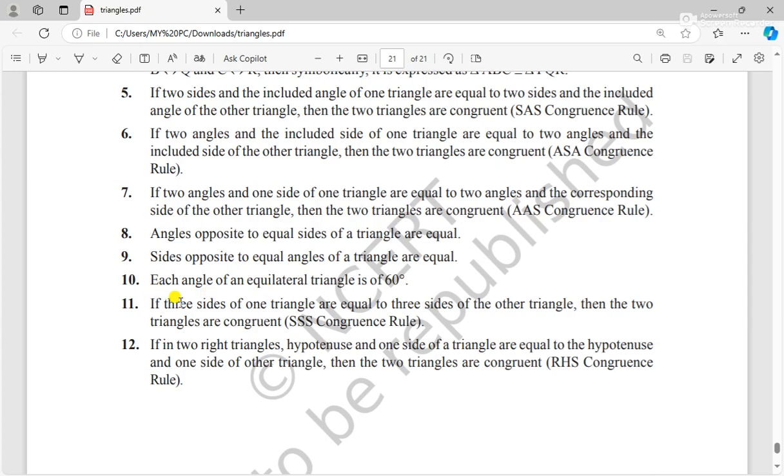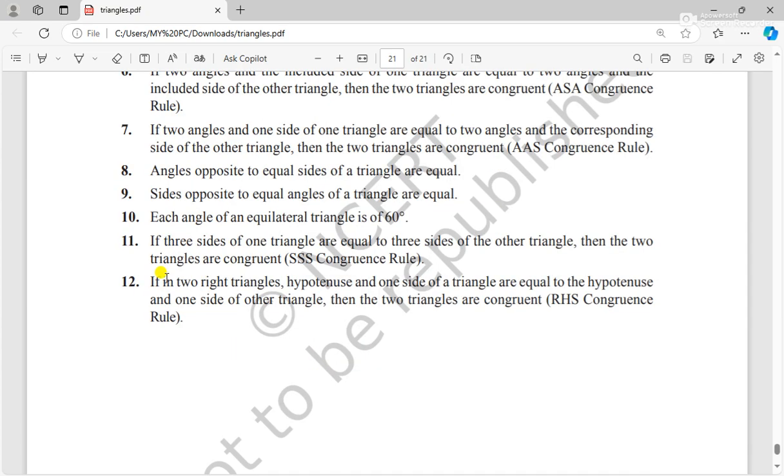Each angle of an equilateral triangle is 60 degrees. We have proved this one. If three sides of one triangle are equal to three sides of the other triangle, then the two triangles are congruent. That is the side side side congruence rule. And the last one is, if in two right triangles the hypotenuse and one side of a triangle are equal to the hypotenuse and one side of the other triangle, then the two triangles are congruent to one another. That is the right angle hypotenuse side congruence rule.